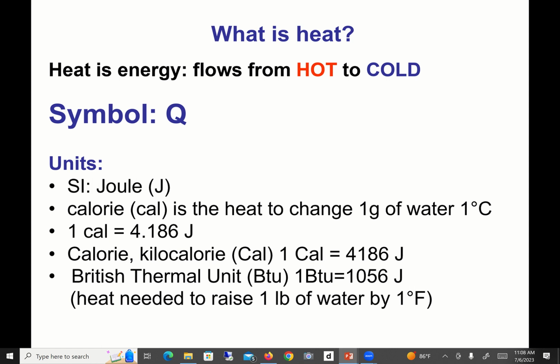In this country, the unit used for heat when you buy something like a heater, for example, or an air conditioner is British thermal units, BTU, where 1 BTU is just over 1,056 joules. It's the heat that's needed to raise the temperature of 1 pound of water by 1 degree Fahrenheit.